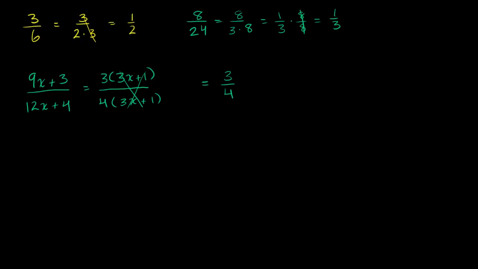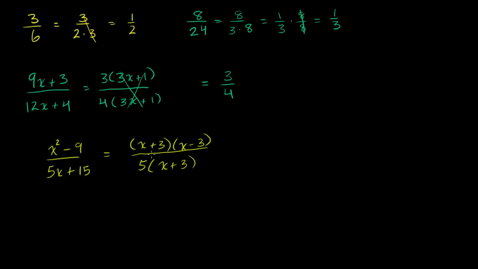Let's do another one. Let's say we had (x squared minus 9) over (5x + 15). So what is this going to be equal to? The numerator, we can factor. It's a difference of squares. We have (x + 3) times (x - 3). And in the denominator, we can factor a 5 out. So this is 5 times (x + 3). So once again, common factor in the numerator and in the denominator, we can cancel them out.